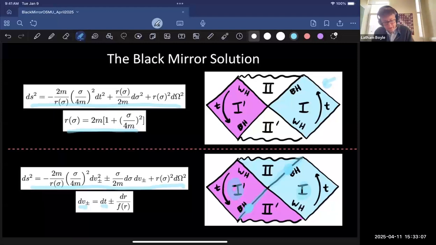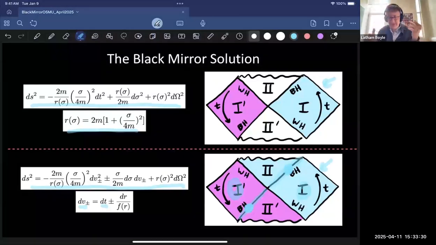Well, let me first say something here, which I forgot to mention: the extension shown in the figure here, the blue and purple extension, is how the interiors get extended if we switch to the ingoing Eddington-Finkelstein coordinate v, the one which covers the black hole horizons.